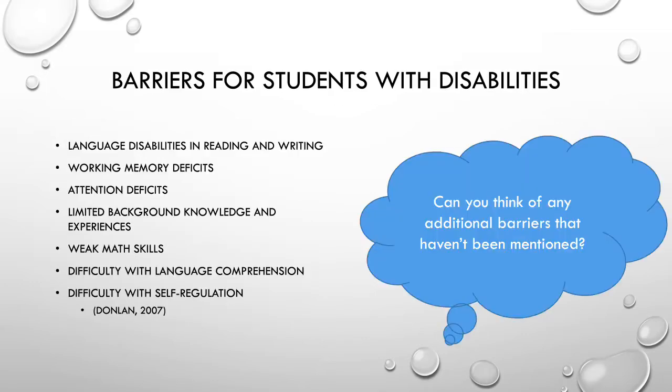There are many barriers for students with disabilities in science classrooms. Most of the students have language disabilities in reading and writing comorbidly. Many of the students have working memory deficits, attention deficits. They have limited background knowledge and experiences, weak math skills, difficulty with language comprehension, and difficulty with self-regulation. Can you think of additional barriers that haven't been mentioned on this screen that your students have experienced in class?